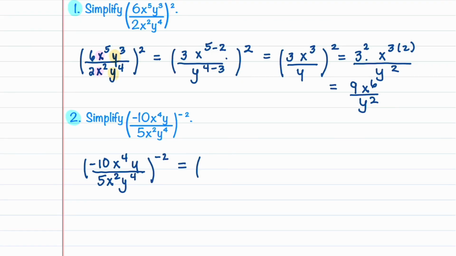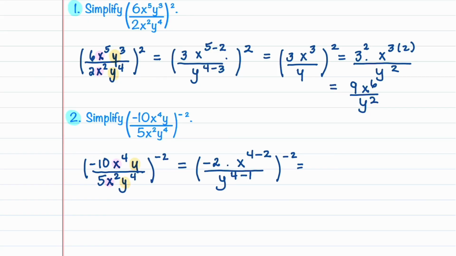Let's work with our constants first. We have a minus 10 divided by 5, so that gives us a minus 2. And now we'll work with our x powers. We have a 4 on the top and the 2 on the bottom. So we're going to write this as x to the 4 minus 2. And then for our y's, notice that we have a bigger power of y on the bottom. So we're going to keep our y on the bottom. And we have a y to the 4 minus 1. And this is raised to the minus 2.